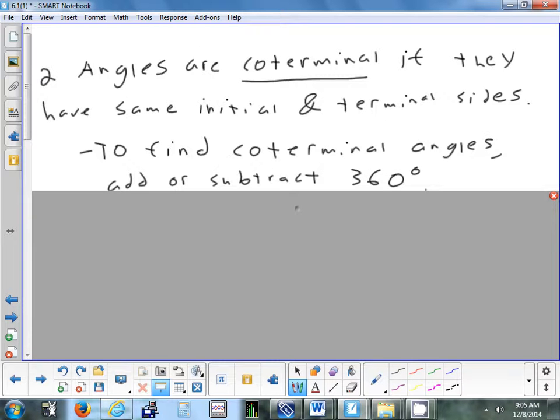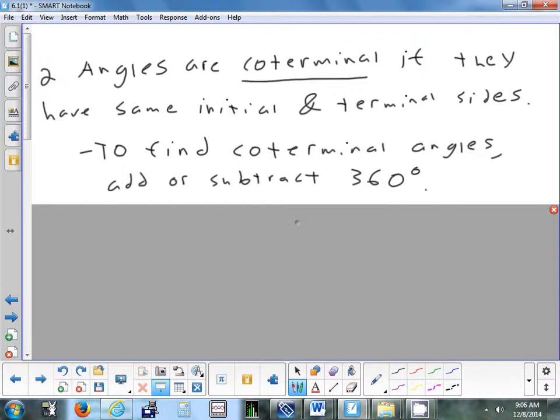Coterminal. Two angles are coterminal if they have the same initial and terminal sides. So if you want to find two angles that are coterminal to each other, all you have to do is take your angle and add 360, or subtract 360, as many times as you want. That'll give you an angle that's coterminal. Now, adding or subtracting 360 assumes that you're working in degrees. If you're working in radians, you'd be adding or subtracting multiples of 2 pi. But we'll talk more about that.